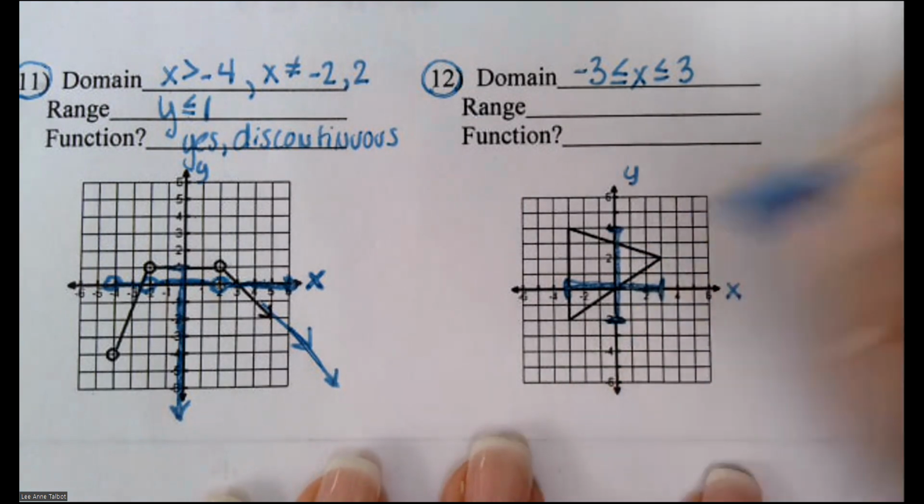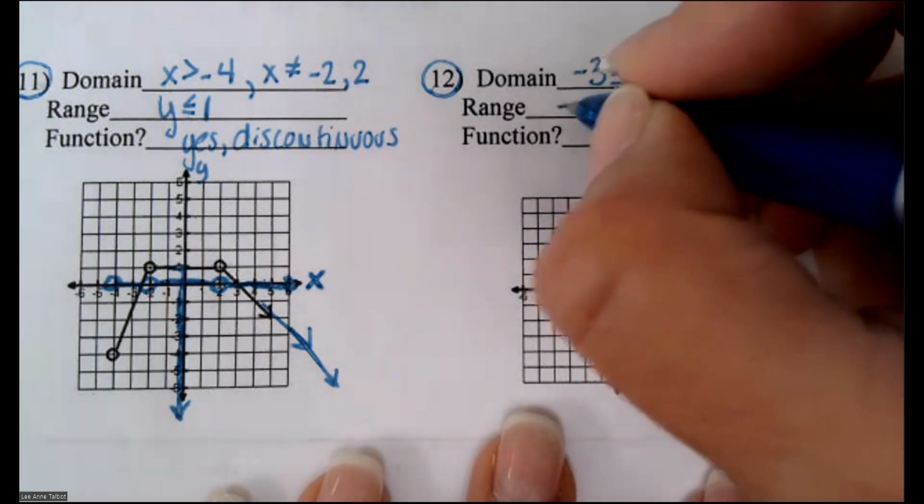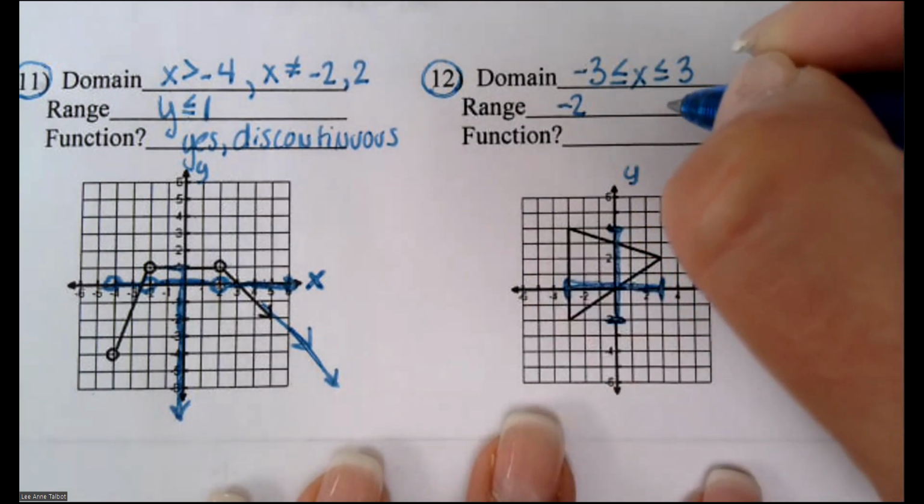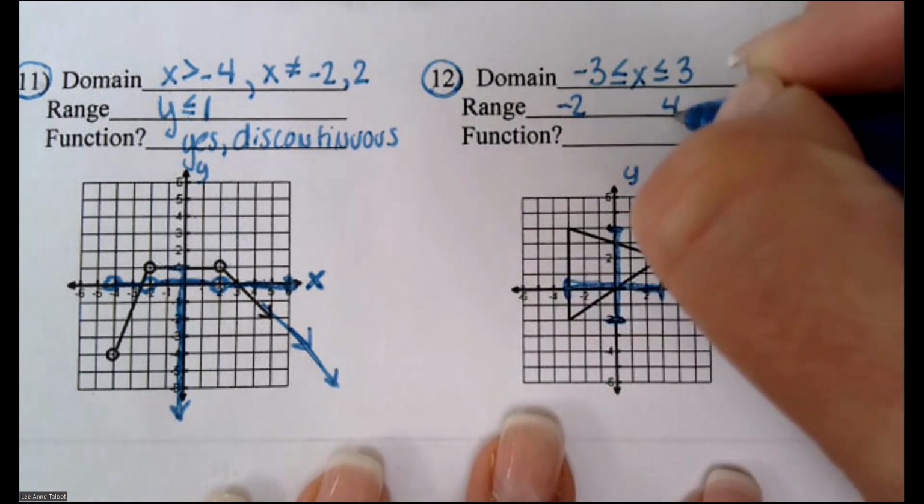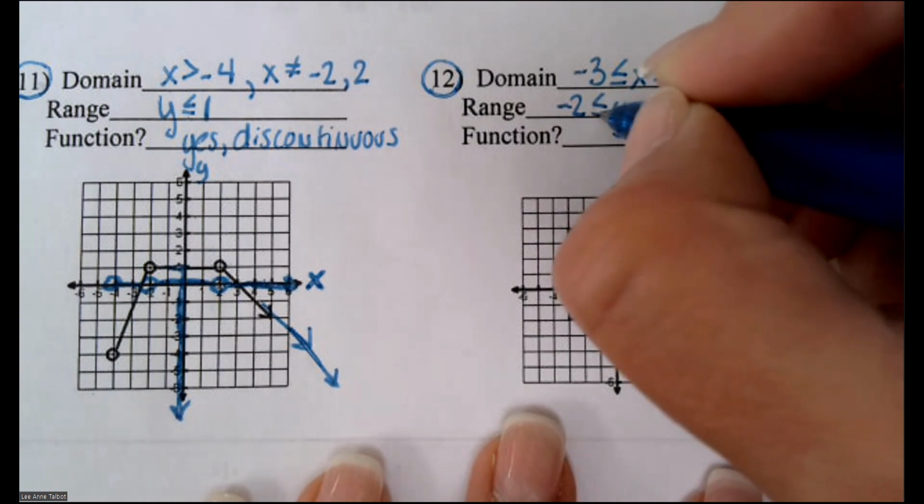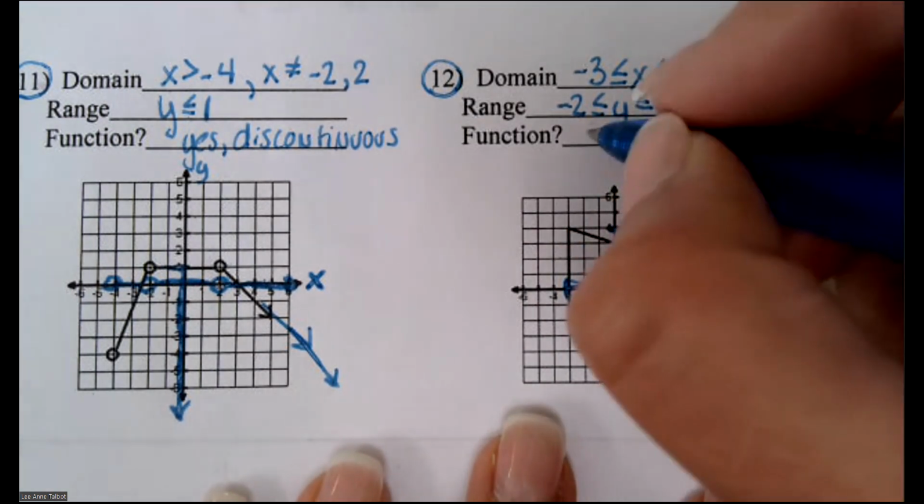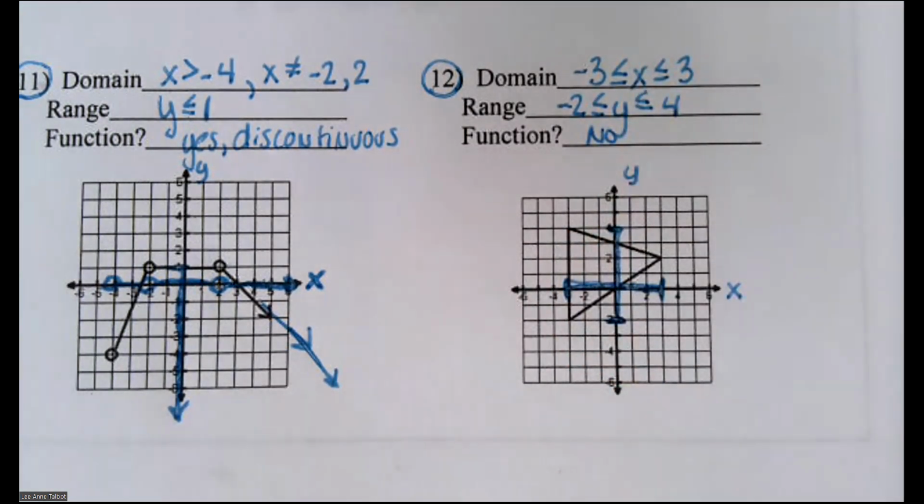Bottom of the triangle, top of the triangle, -2, 4. Touches on both sides. Not a function.